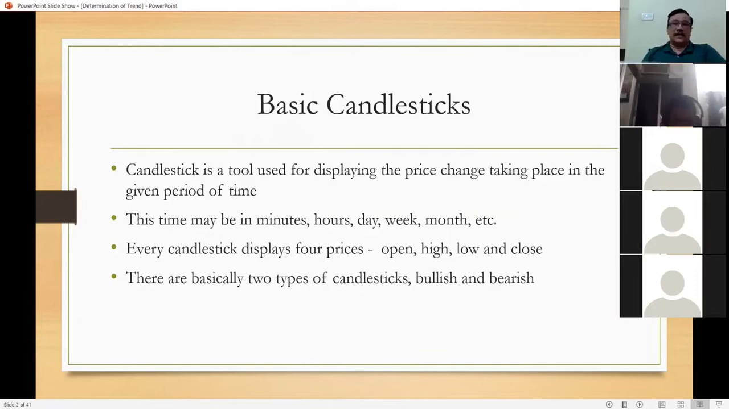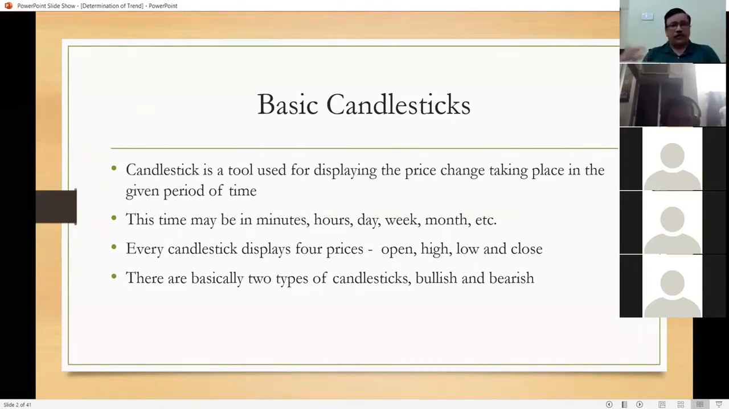Suppose you say 1 minute candlestick, then it will tell you in 1 minute what was the price at which the first deal took place, what was the price where highest deal or lowest deal took place, and what is the closing price. So opening, high, low, and close. 4 prices are given by a candlestick. If you say 5 minute candle, then the candlestick will tell you first price, highest price, lowest price, and closing price of a 5 minute interval.